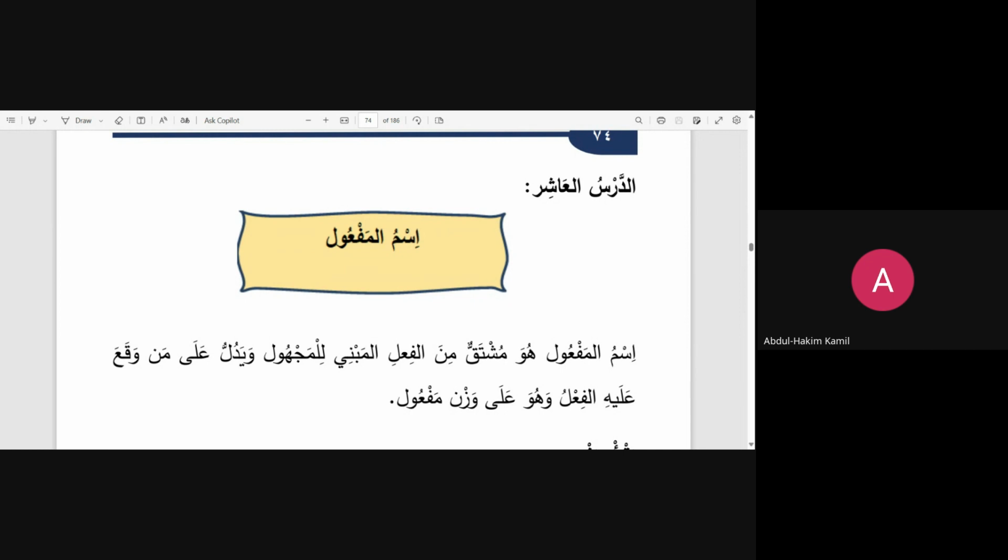We finished yesterday Siga Mubalagha, and we studied that it's from Ism al-Fa'il. And it was a simple lesson. Those are just three scales of Siga Mubalagha. And Siga Mubalagha is Ism Fa'il.